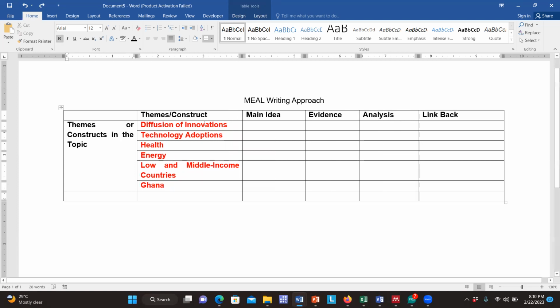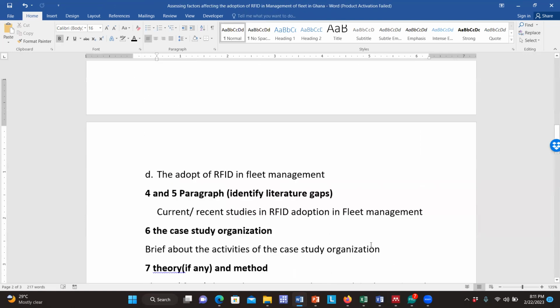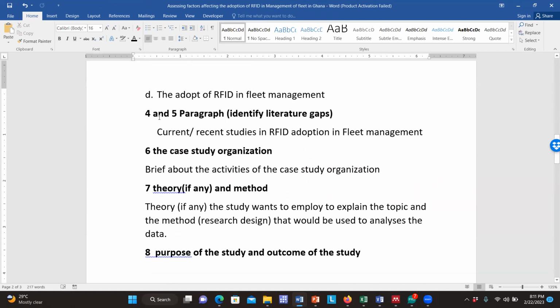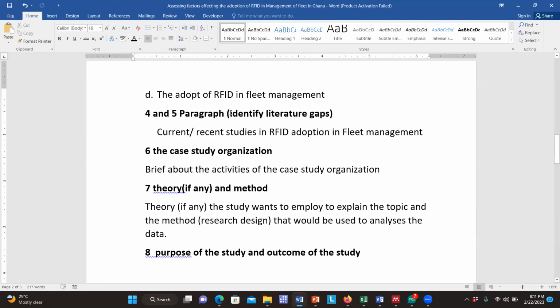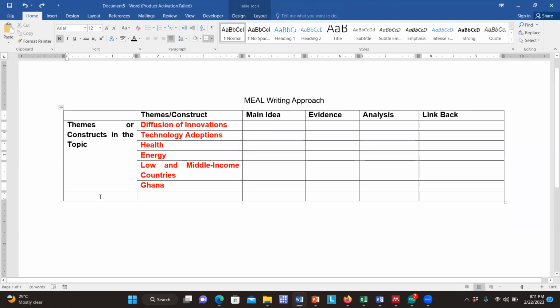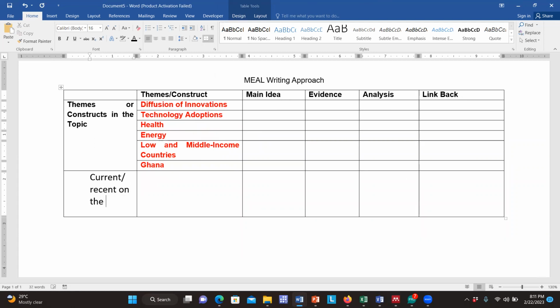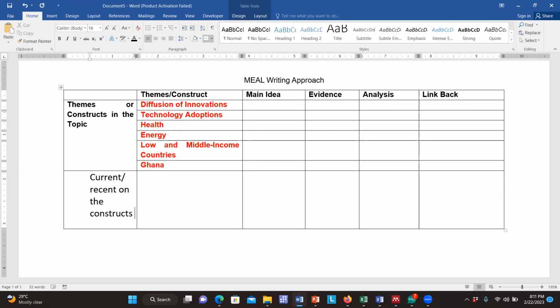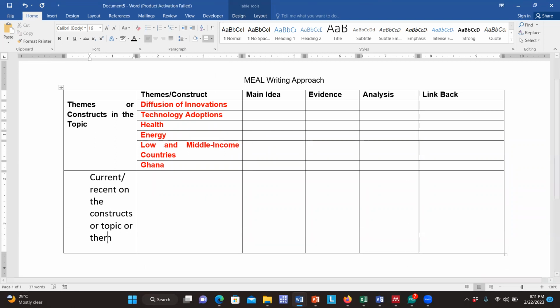All right, that will form part of the meal. So the second part here, let's go, is about the literature gaps. So I'm going to copy this. That is current studies. Okay, current or recent study on the construct or topic or theme.